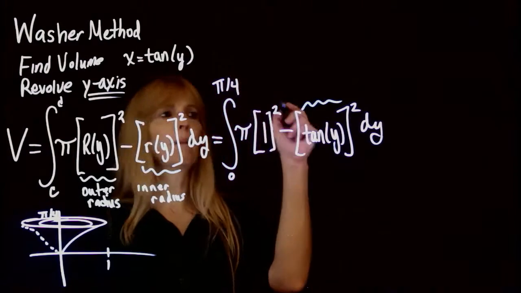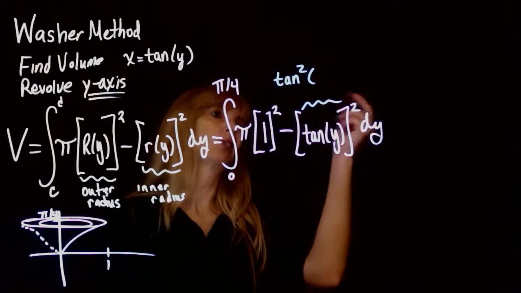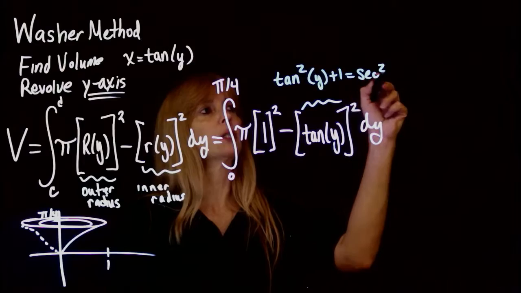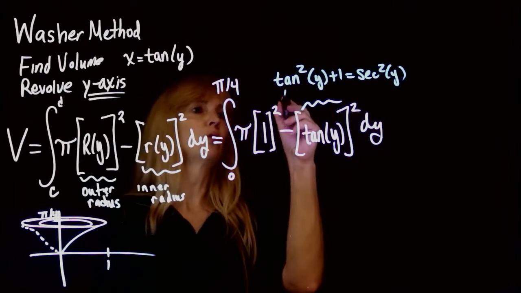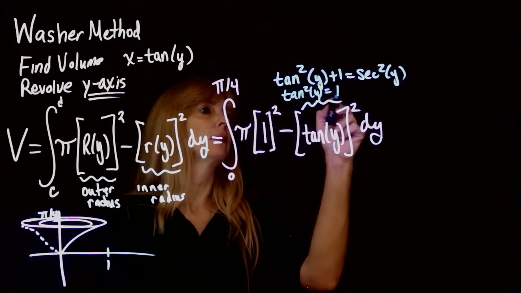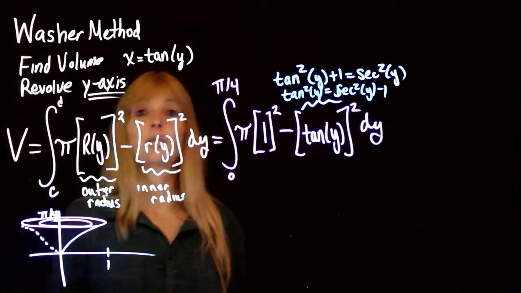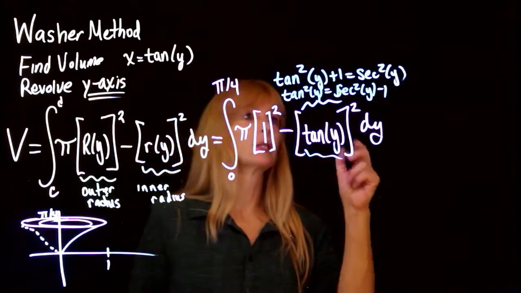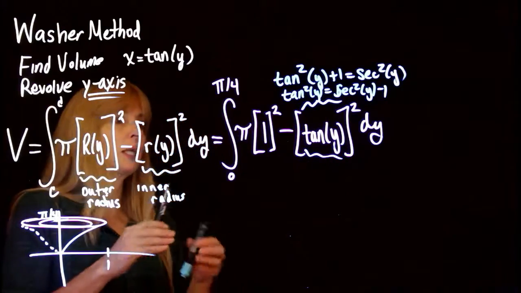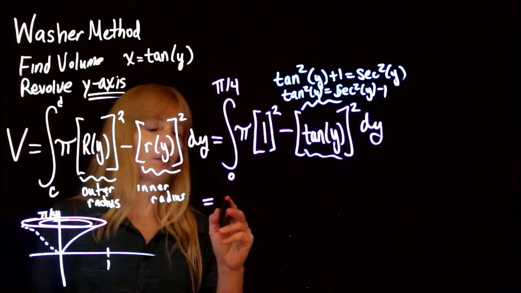So we kind of remember an identity, maybe, perhaps. Tangent squared of, let's just use y since that's our variable, plus 1 equals secant squared y. Well, couldn't you solve this for tangent squared y by chunking the 1 to the other side? So in other words, tangent squared becomes secant squared minus 1. So am I still good to go on the board?